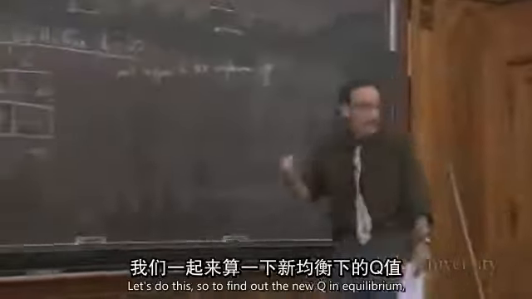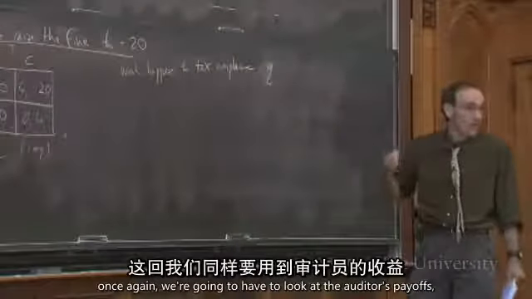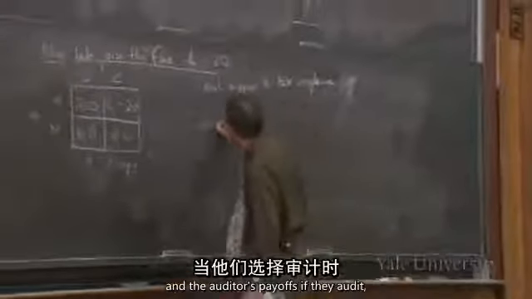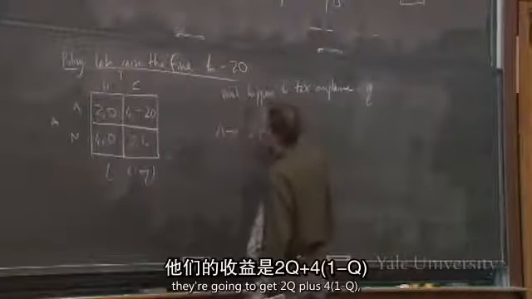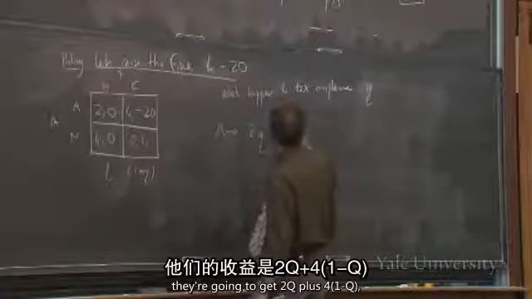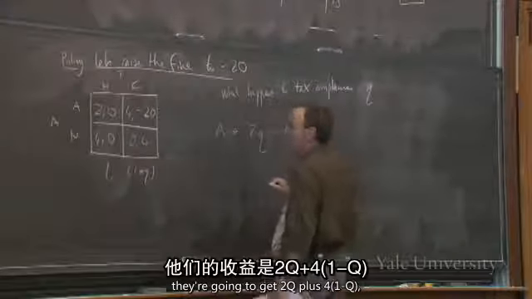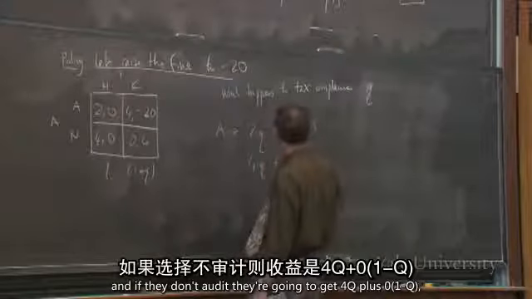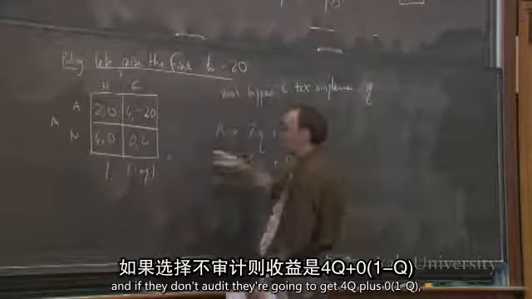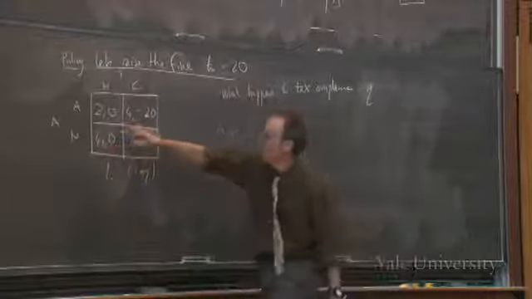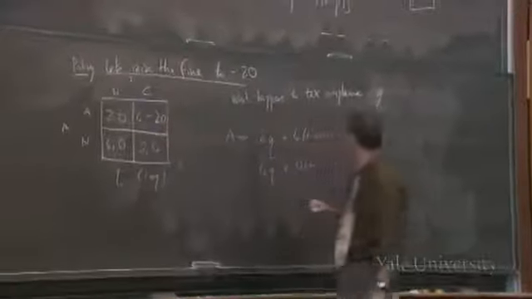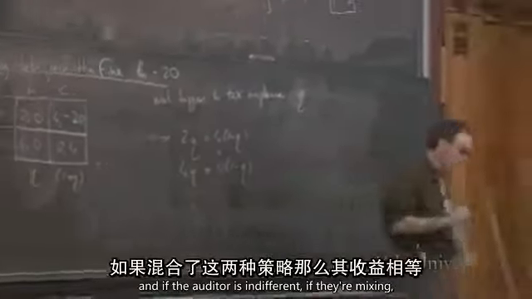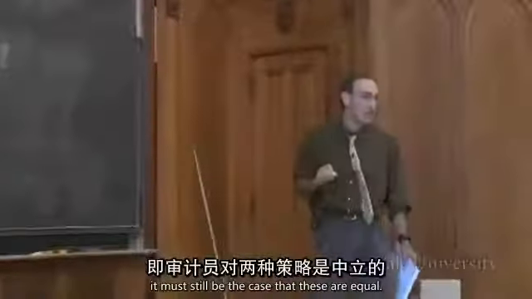To find out the new Q in equilibrium, once again, we're going to have to look at the auditor's payoffs. If they audit, they get 2Q plus 4(1 minus Q). If they don't audit, they get 4Q plus 0(1 minus Q). And if the auditor is indifferent, if they're mixing, it must still be the case that these are equal.